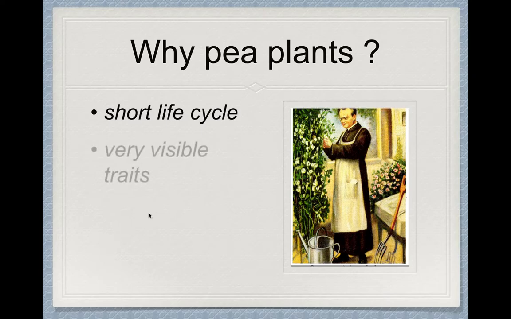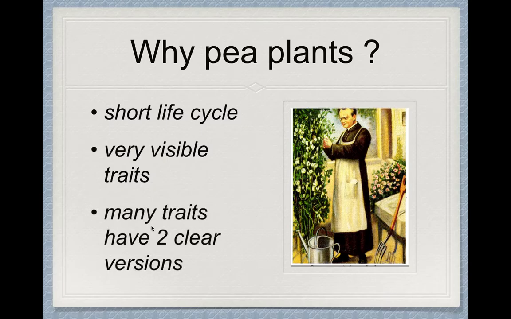3, etc. Another reason why pea plants were good to study is because they have very visible traits. You can look at a pea plant and very clearly see if it is tall or short, if it has purple flowers or white flowers, green seeds or yellow seeds, wrinkled seeds or smooth seeds. So Mendel could quickly make his observations.